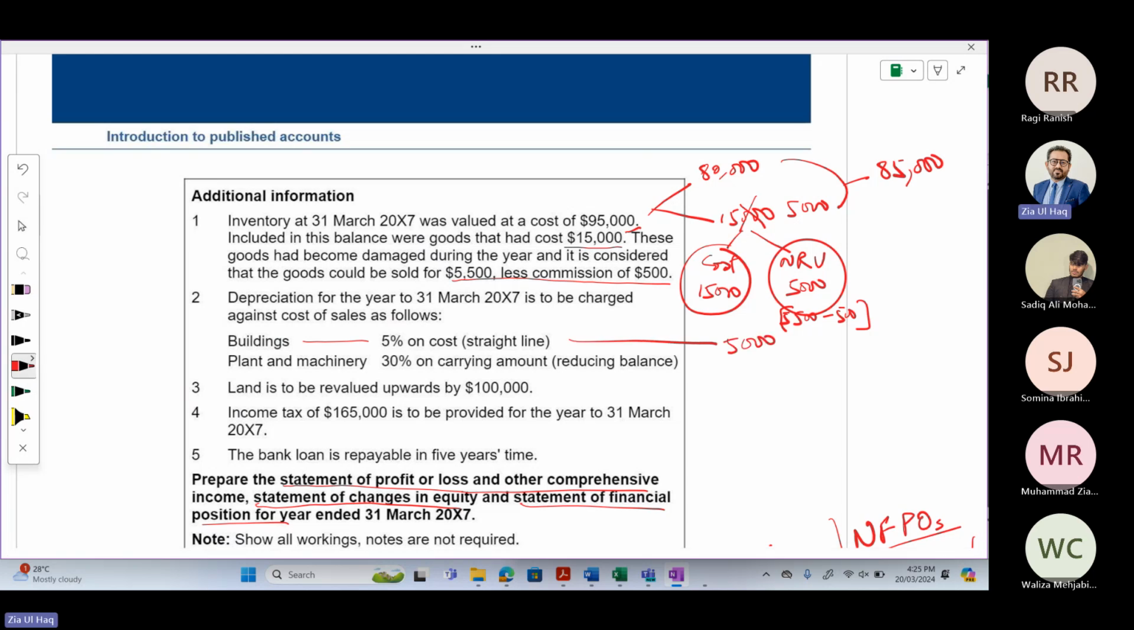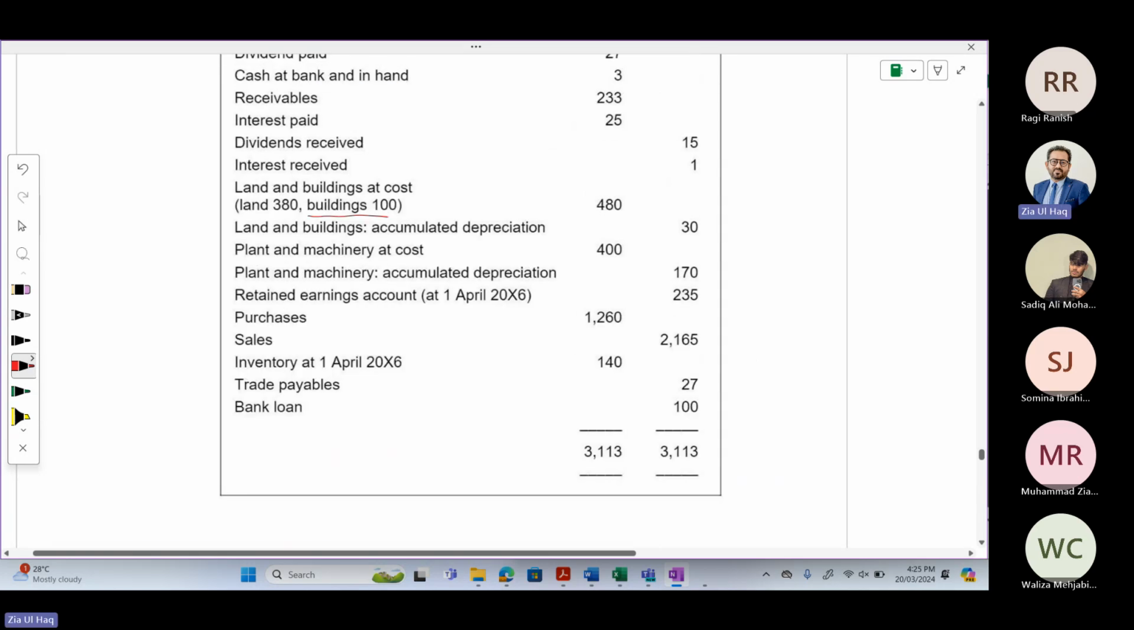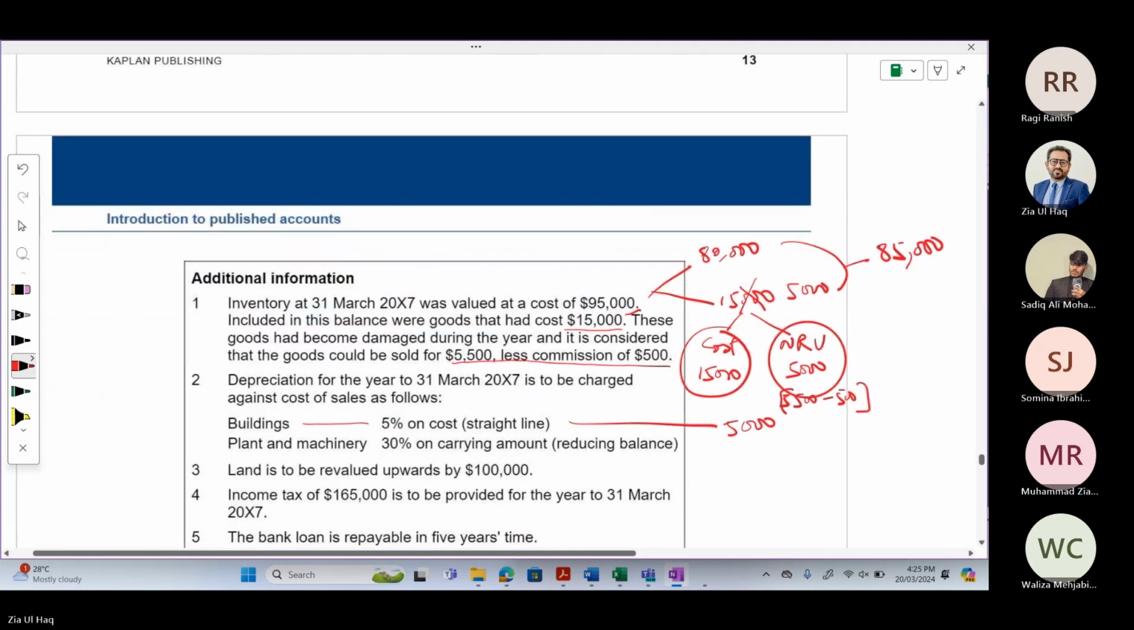And plant and machinery 30% on carrying amount, reducing balance basis. Reducing balance. This is the cost. This is the cumulative depreciation. So 400 minus 170 is equal to 230. So what is 30% of 230? 69,000. And both all together will be 74,000, which should be charged to cost of sale as direct expense.